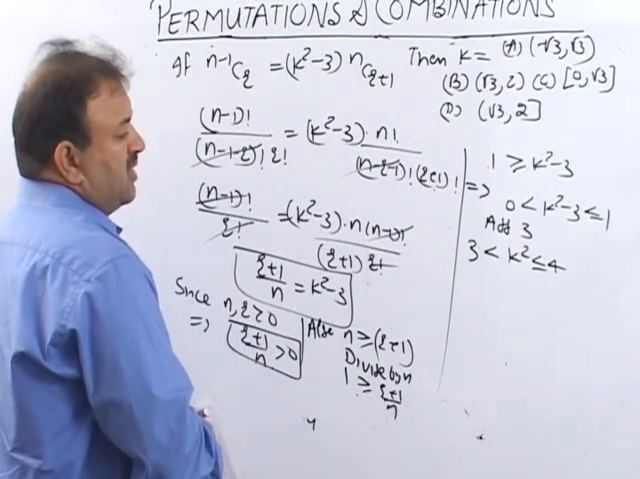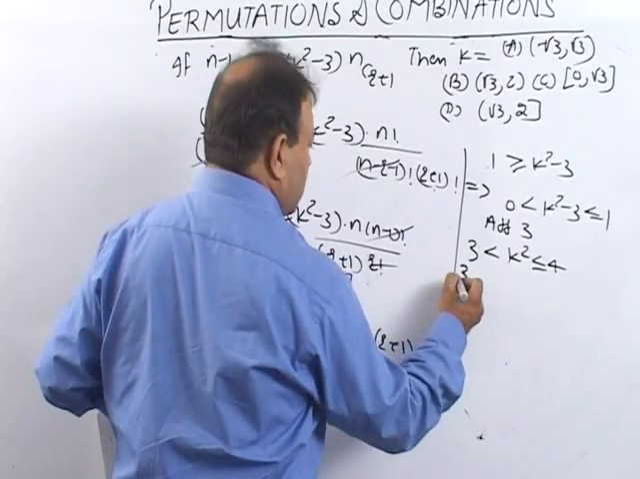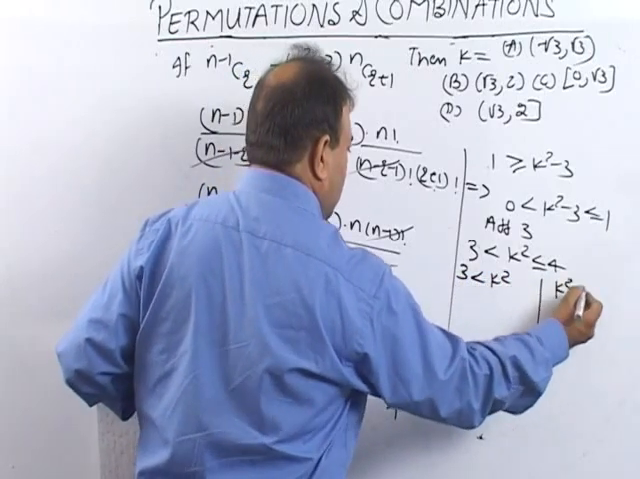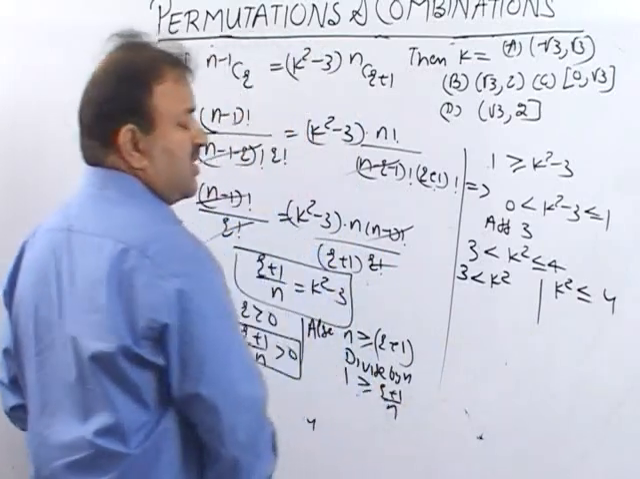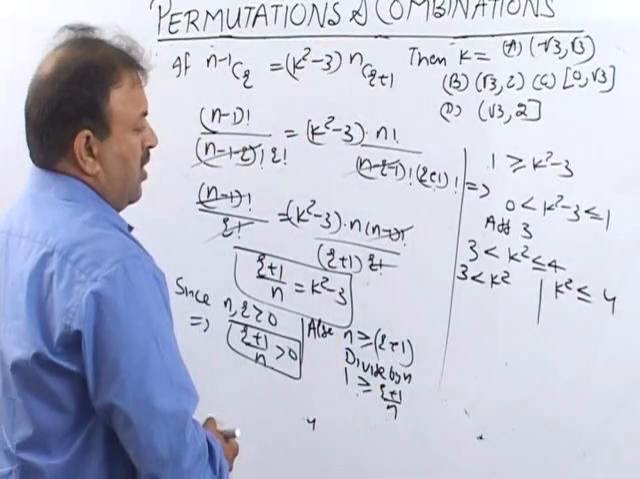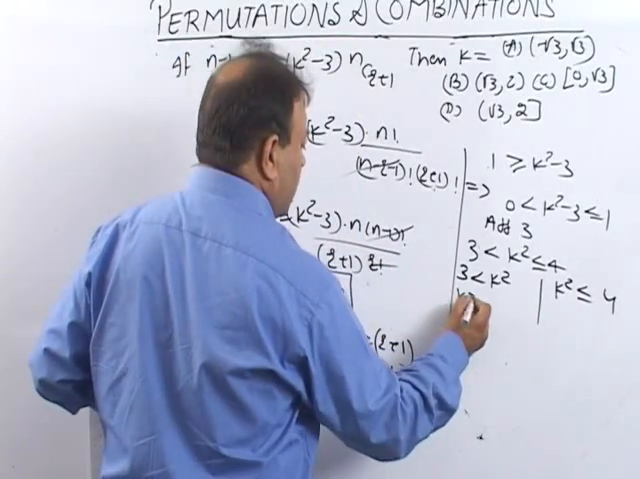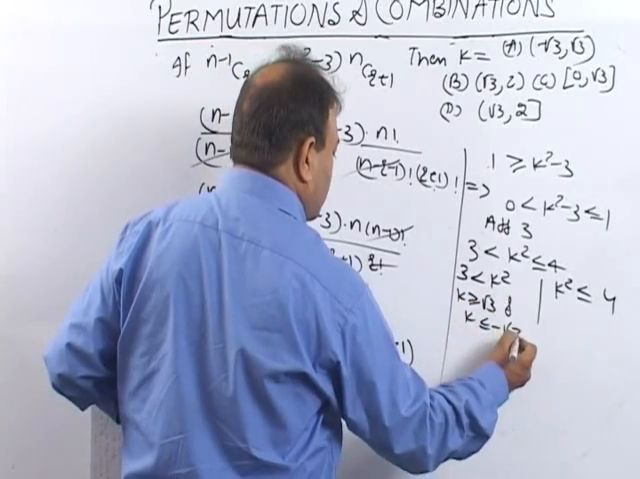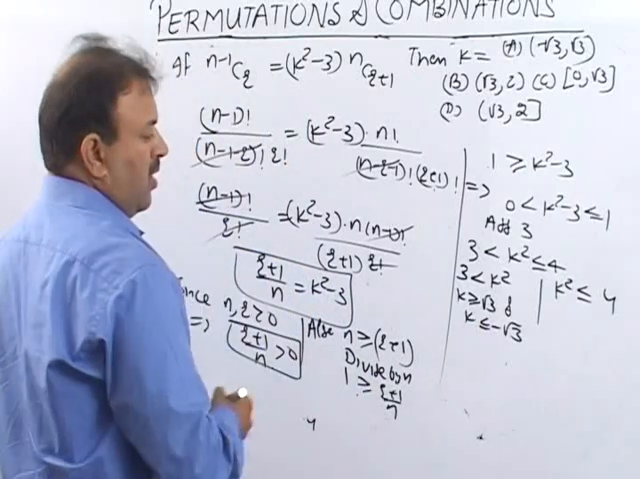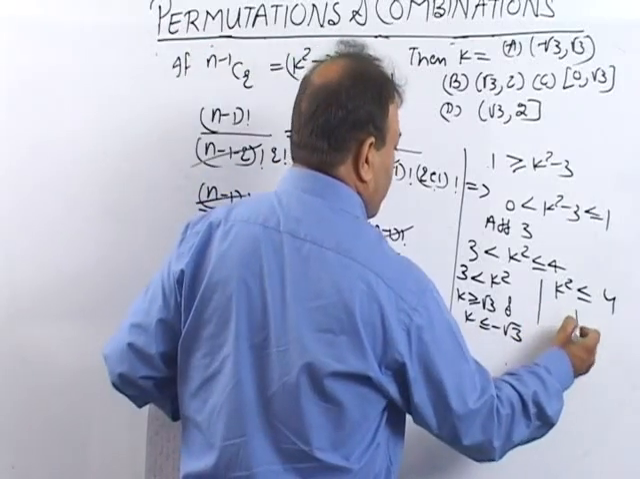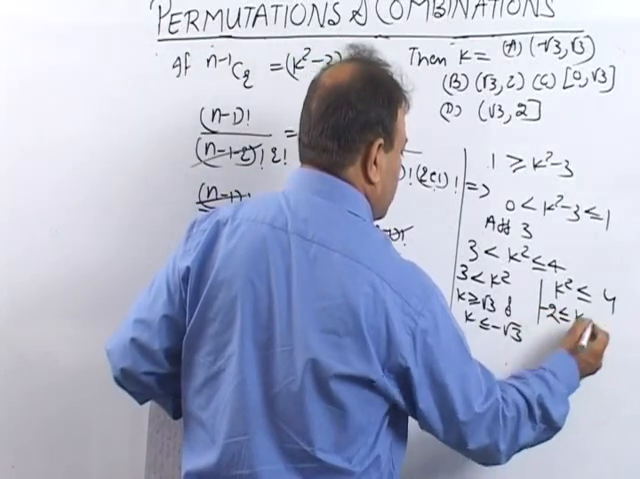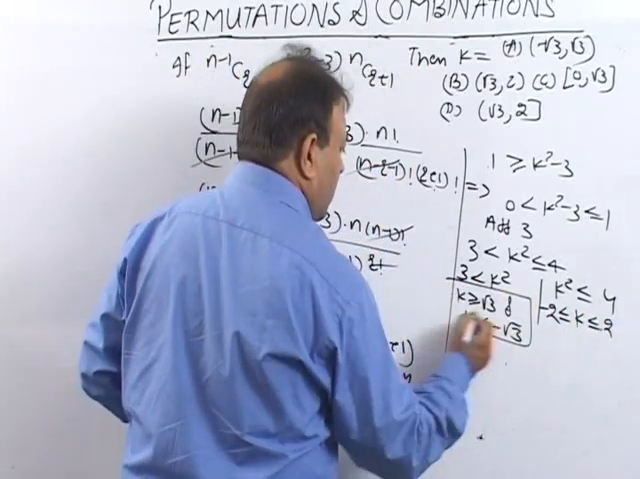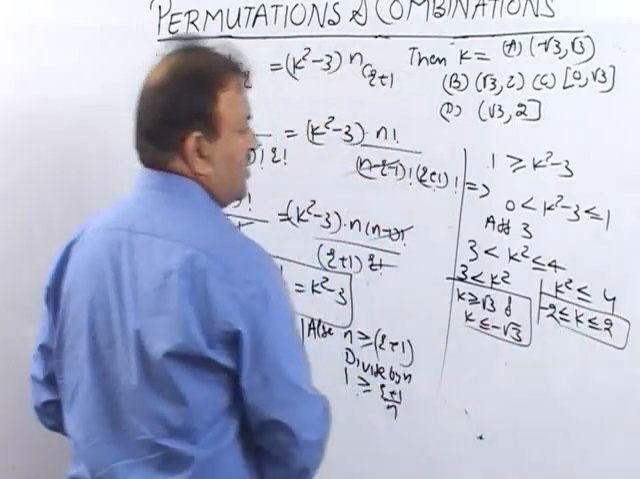Now the actual method is, say we go this way, 3 is less than k square. Here I can say k square is less than or equal to 4. Now we apply k greater than or equal to root 3 and k less than or equal to minus root 3. It will come out to be that k lies between minus 2 and 2. From this equation we got this result.